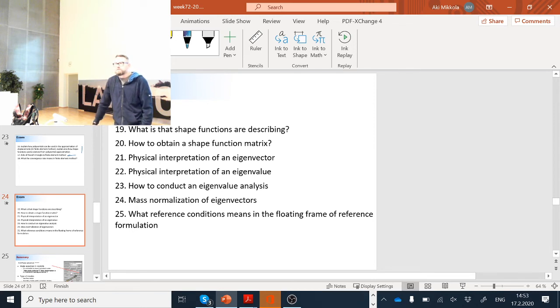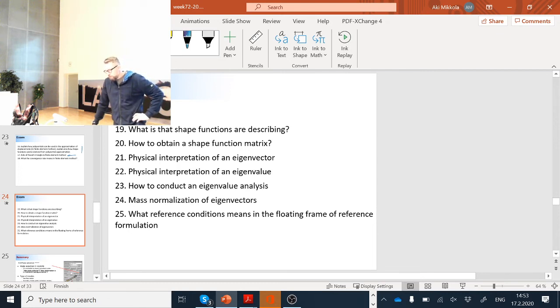What is it the shape functions are describing? It shows the capability of the element. It shows the way it can deform. And it shows how the particles between the nodal locations are moving if I'm introducing unit displacement to one nodal degree of freedom.